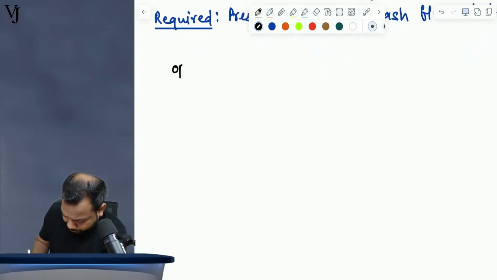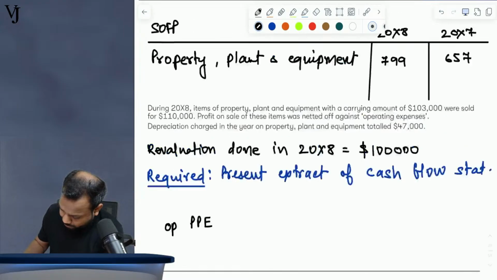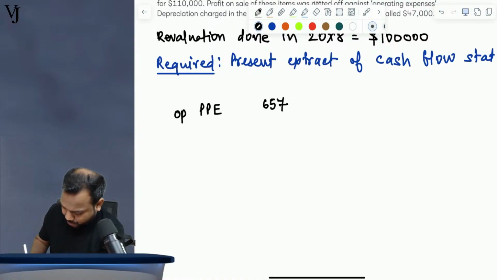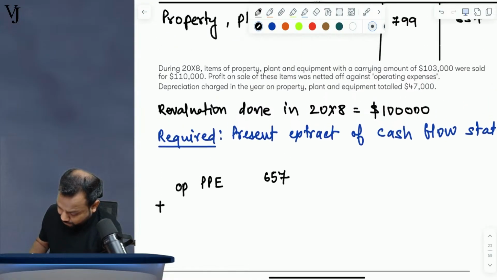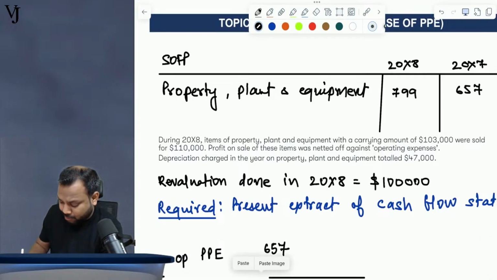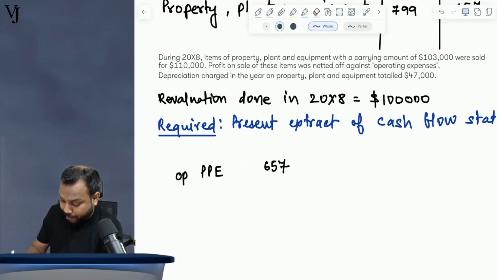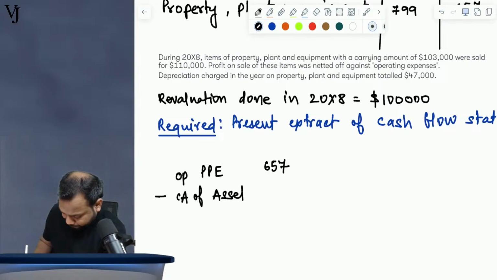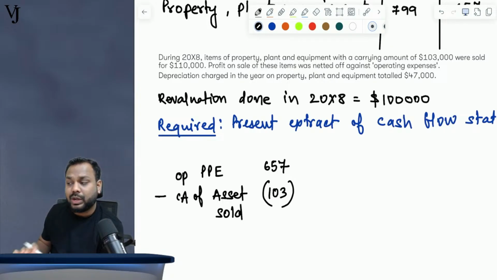Tell me, what is the opening property, plant, equipment? Opening is 657. Now just see the information and do plus minus. During 20x8, an item of property, plant and equipment with a carrying amount of 103 was sold for 110. Now tell me, this property, plant and equipment, we adjust what? Only the carrying amount, minus the carrying amount of the asset sold, which is 103. Always deal only with carrying amount here.